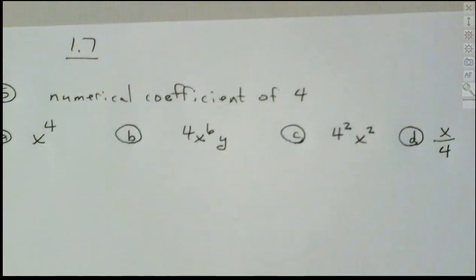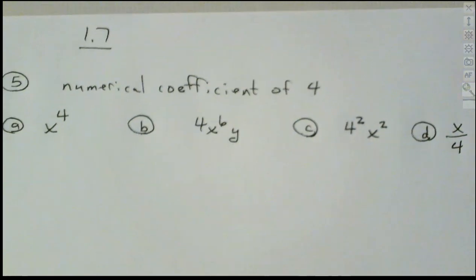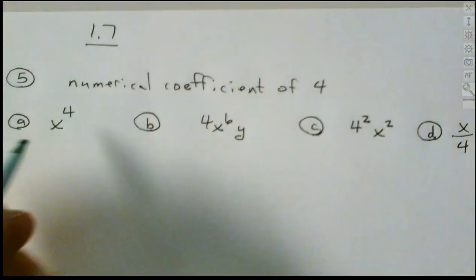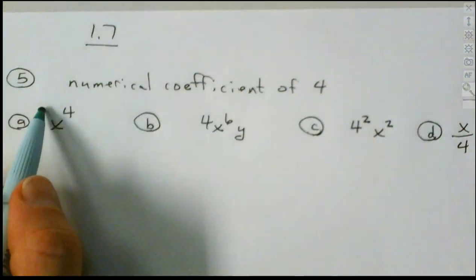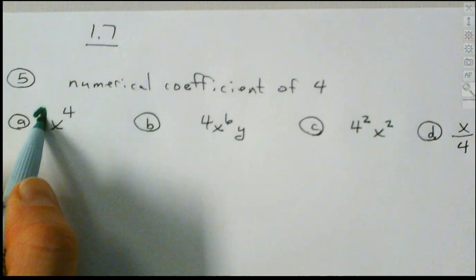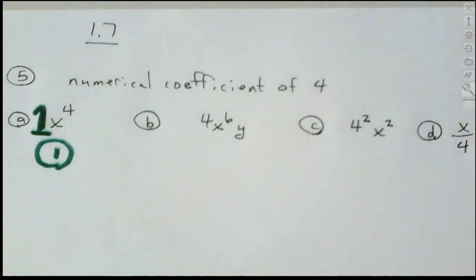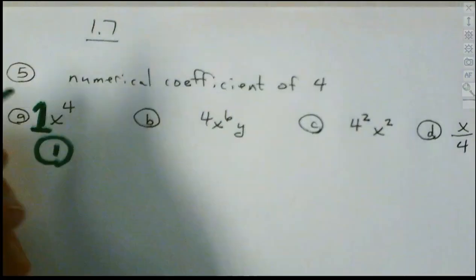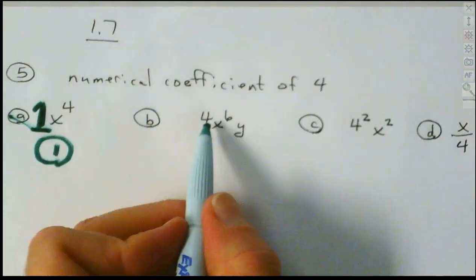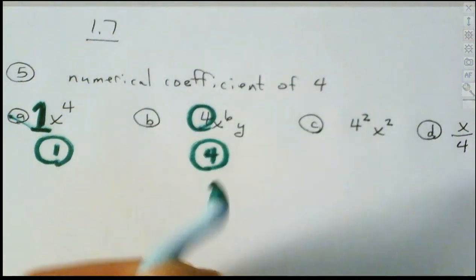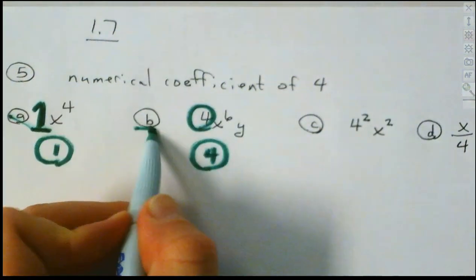So I'm going to go ahead and write down the coefficients below each one. And we'll see which one has a coefficient of 4. So on A, there's no number in front of that x to the 4th. So we know there's a 1 there. So my coefficient on that one would be a 1. And we need a 4. So that doesn't work. Okay, part B, the number in front is a 4. So my coefficient on B is a 4. That one's going to work for us.